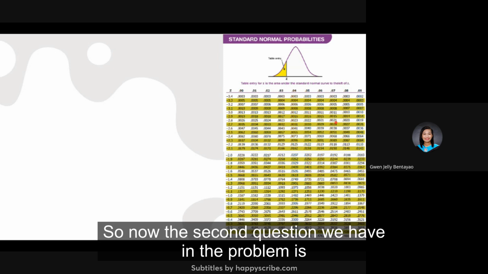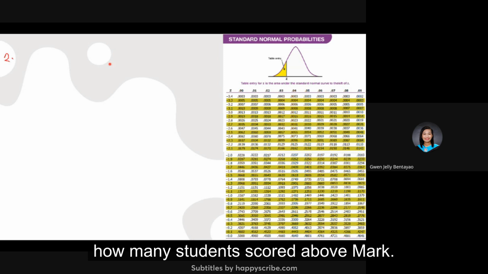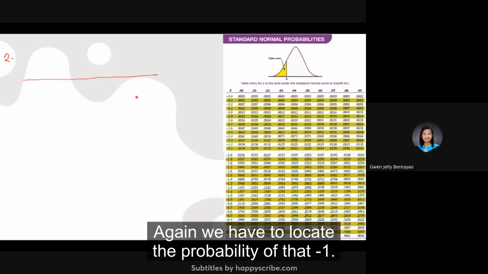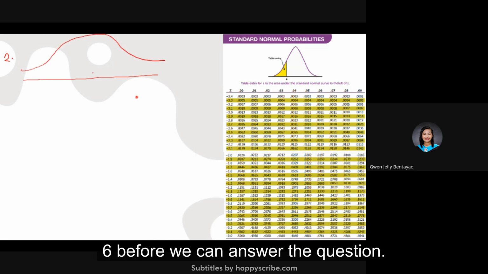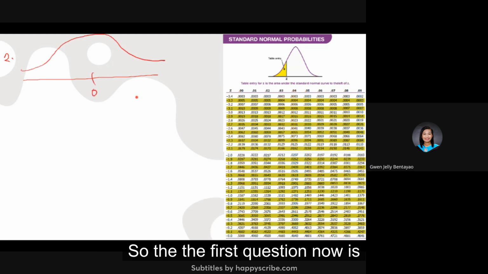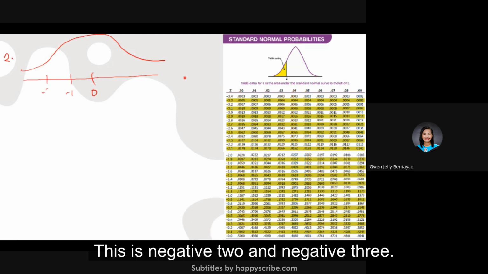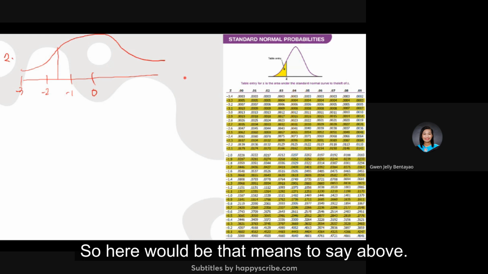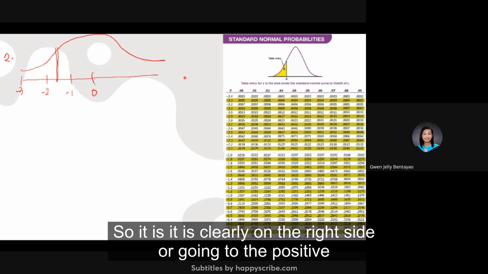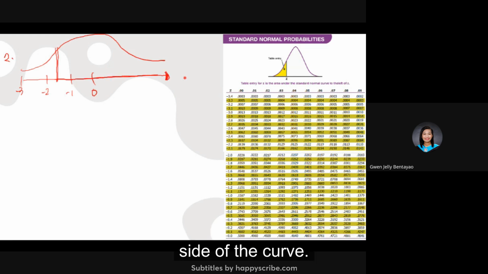All right, so now the second question we have in the problem is how many students scored above Mark? Again, we have to locate the probability of that negative 1.6 before we can answer the question. So the first question now is, what is the percentage at Mark's score location? So this is negative 1.6, this is negative 2, and negative 3. Above means it is clearly on the right side, going to the positive side of the curve.